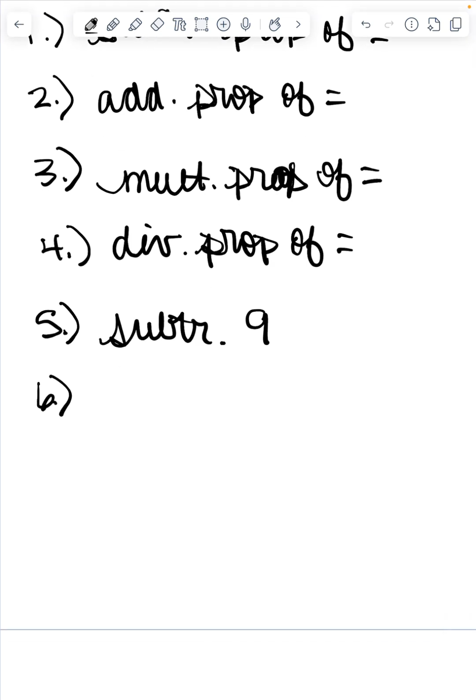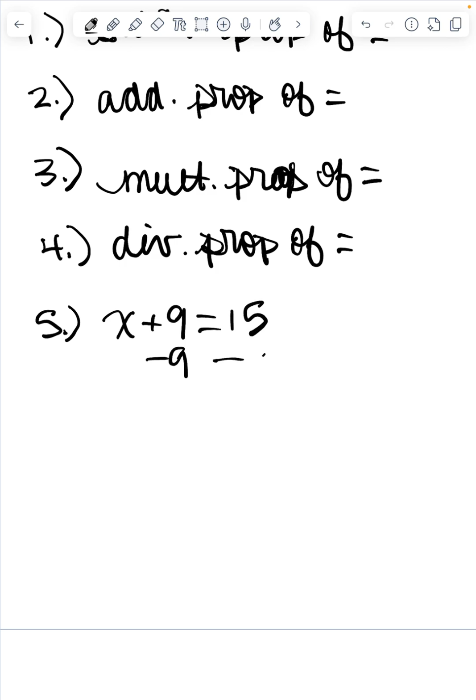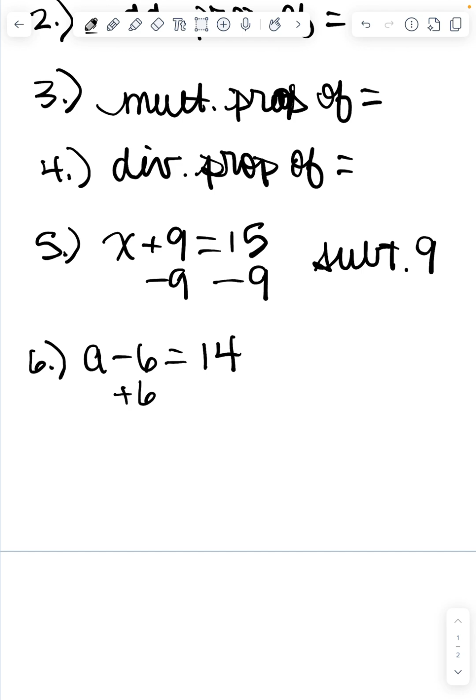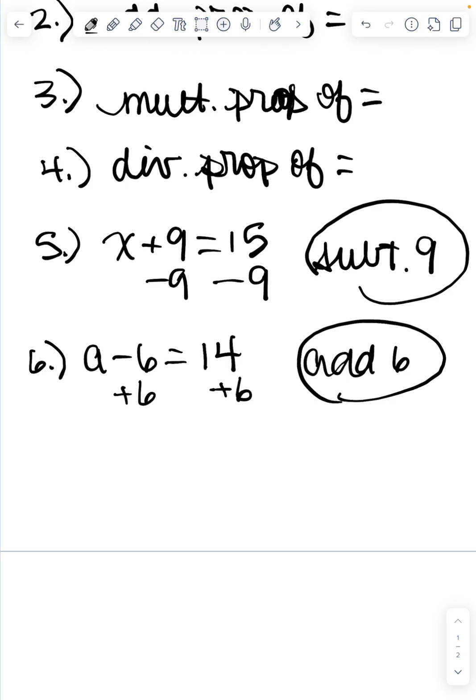Number 6, a minus 6 equals 14. I'm going to actually back up and write the original problem here just in case somebody needs this. So we would minus 9 on both sides, which is the subtraction, subtract 9. Okay, number 6. So a minus 6 equals 14. In order to solve this, we would add 6 on both sides, which means my actual answer is add 6.